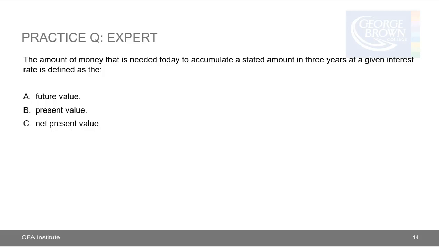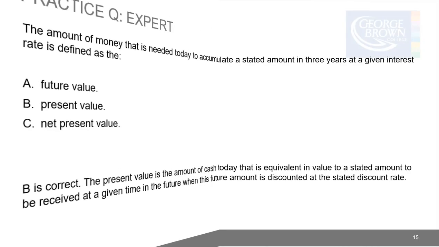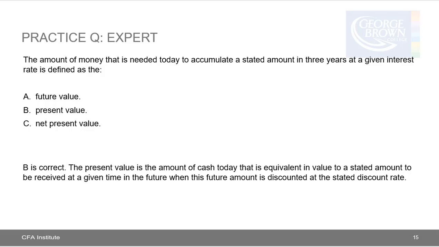The amount of money that is needed today to accumulate a stated amount in 3 years at a given interest rate is defined as the A, future value, B, present value, or C, net present value. I hope you find that that question was not too difficult. B is the correct answer. The present value is the amount of cash today that is equivalent in value to a stated amount to be received at a given time in the future when this future amount is discounted at the stated discount rate.